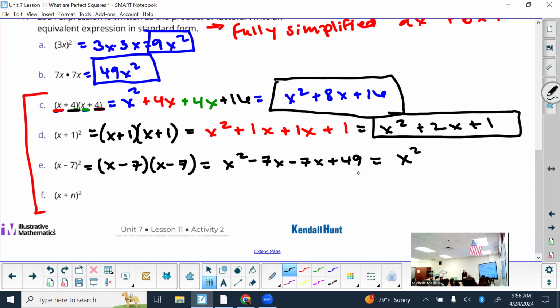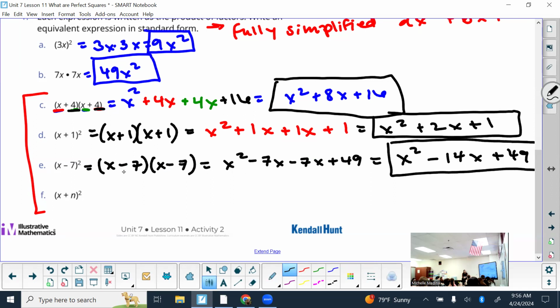Do I have any like terms? So combine them to get x squared minus 14x plus 49, because -7 plus a -7, and these are the like terms that I was talking about, gives me a -14. If you remember the difference of squares, the one where the signs were opposite, that's where your middle terms cancel out. But these are the exact same, so I should expect a trinomial when I'm done, okay?